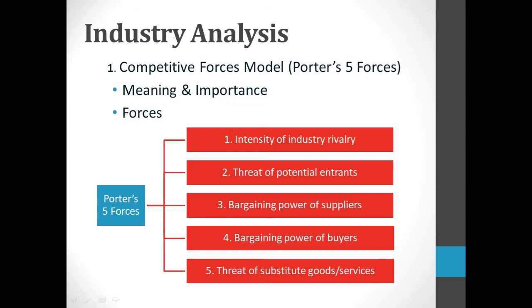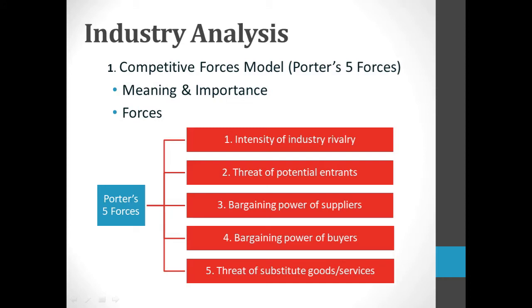Threat of potential entrants means the threat of potential new organizations. If entry is difficult, potential entrants will not easily come into the industry. If it is easy, more organizations will come. The third one is bargaining power of suppliers, because without suppliers the industry cannot function. The fourth one is bargaining power of buyers. Buyers also bargain for a lesser price and good quality products.